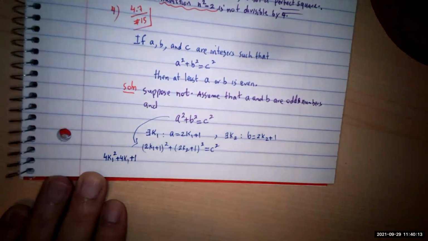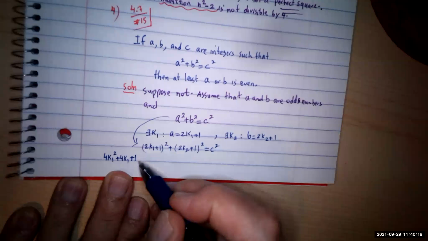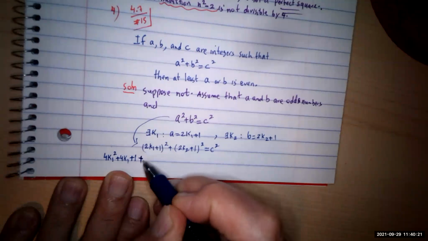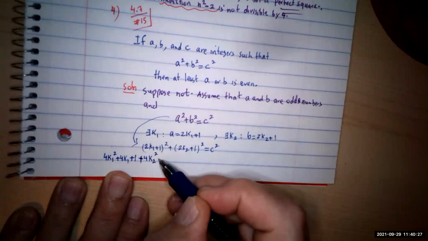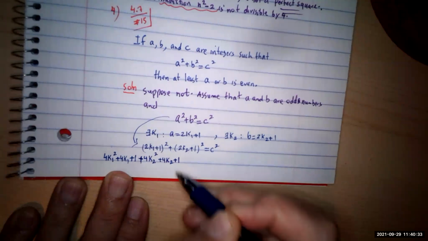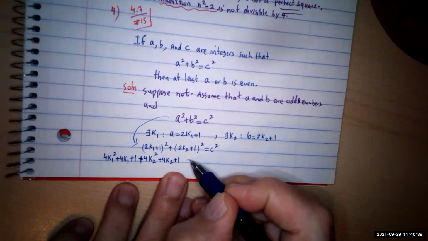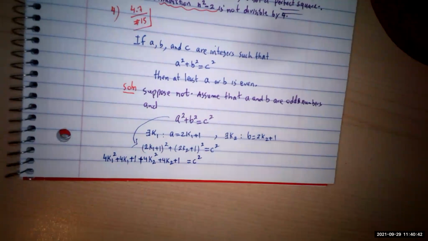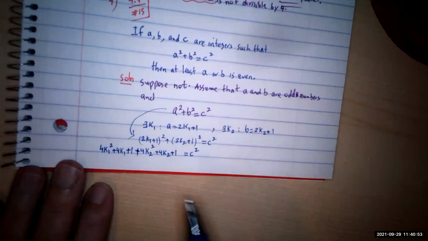That's when you FOIL the first one. Then you square the second one. That gives you 4K2 squared, twice the first times the second is 4K2, and the square of 1 is just 1. This is equal to C squared. Now combine like terms. We have a 1 and 1 here, make it into 2, and write everything else together.